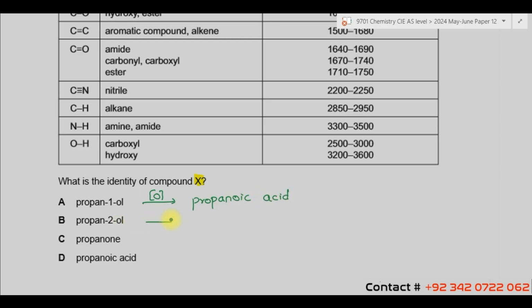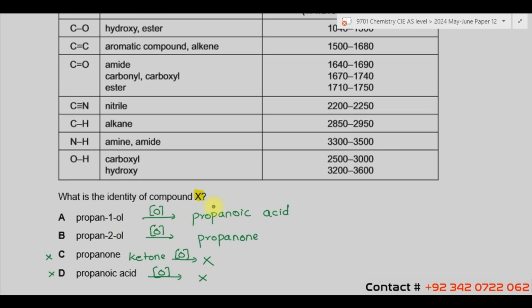Propan-2-ol, if oxidized it becomes ketone, so propanone. Propanone is a ketone and propanoic acid is already carboxylic acid. So ketone cannot be further oxidized. Carboxylic acid cannot be further oxidized. So C and D is incorrect. We only have two options, either A or B.